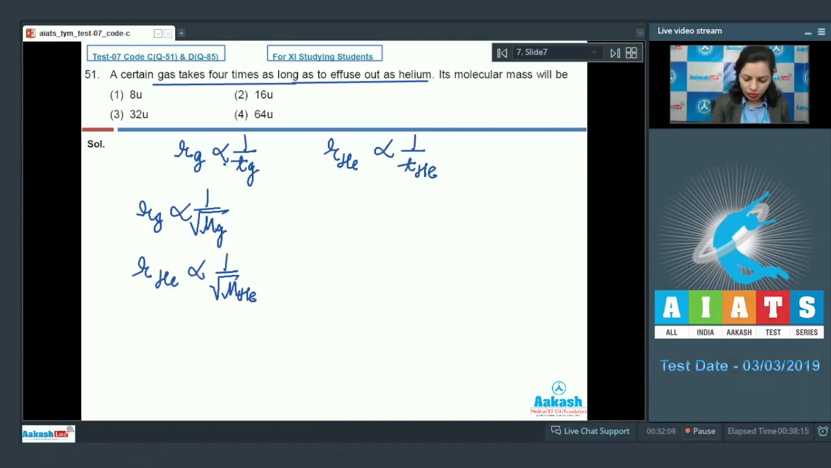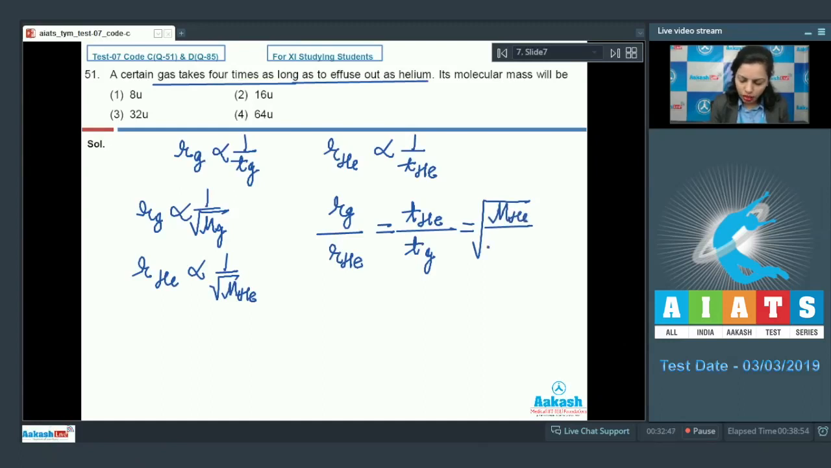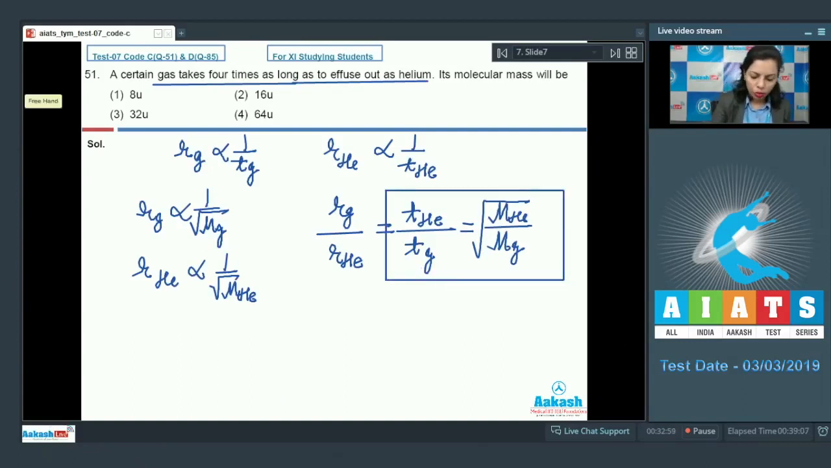In this case, if I talk about the relation between these two, we can represent it if I divide Rg by Rhe. So the relation becomes Rg by Rhe is equal to The by Tg, the simple relation. Similarly, if I relate the molar masses, it would be equal to the root of the molar mass of helium here, and the root of the molar mass of that gas here. We have this relation. Now let's compare the time and the molar masses here.